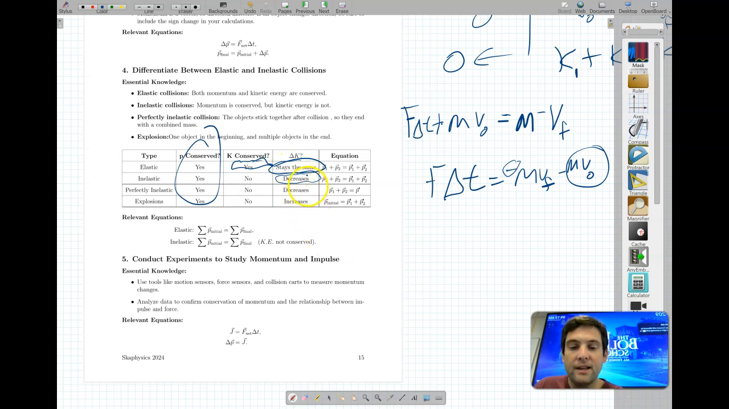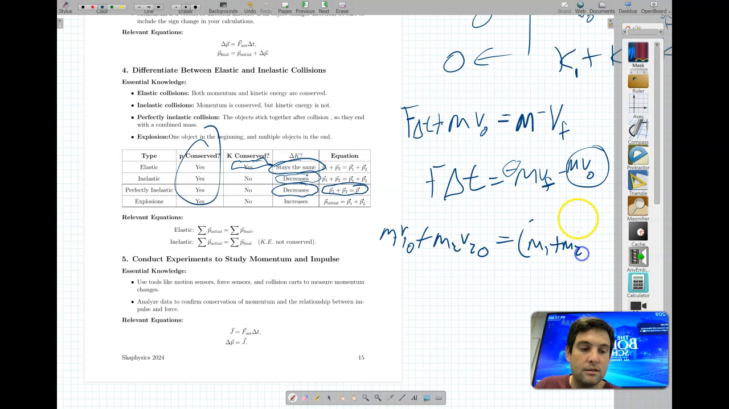For the perfectly inelastic collision, that's where the 2 objects stick together. So your equation here is going to be m1 v1 naught plus m2 v2 naught equals our combined mass times vf. The trick there is you might forget to combine your masses.